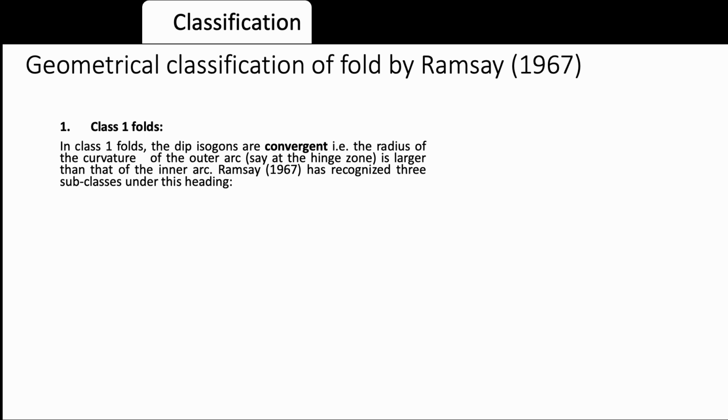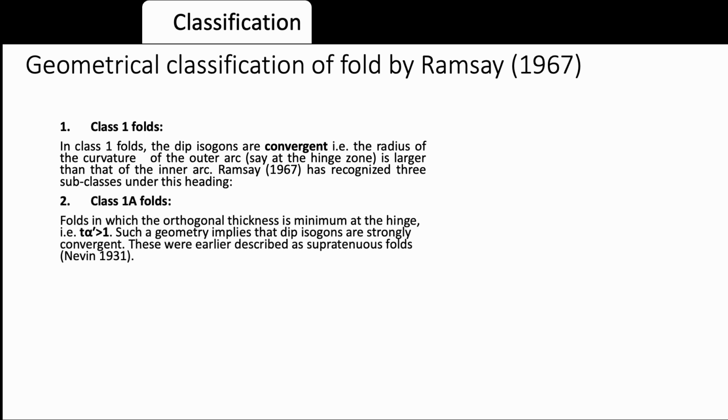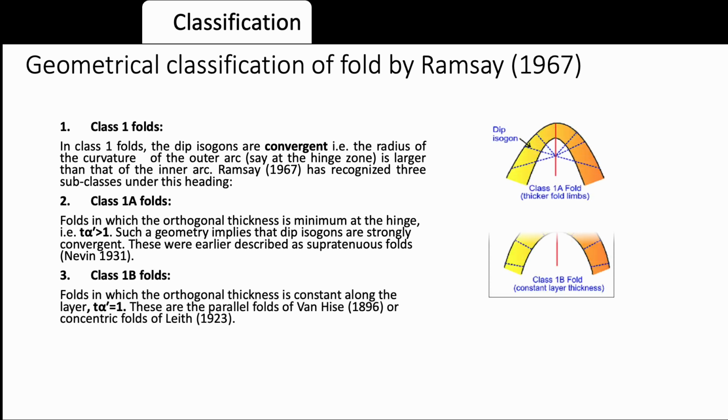The geometrical classification of folds by Ramsey. Ramsey classified folds into three classes: class 1 fold, class 2 fold, and class 3 fold. In class 1 fold, the dip isogons converge, meaning the outer arc has a larger radius than the inner arc. Class 1 folds are again classified into three classes: class 1A, class 1B, and class 1C.